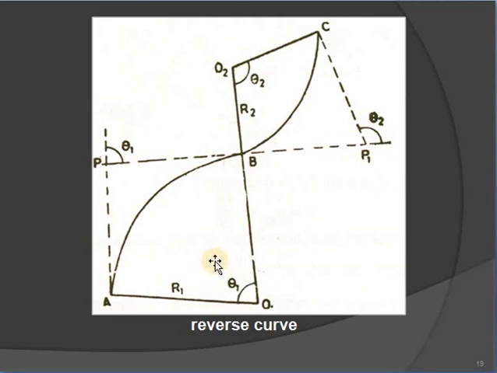You can see this diagram. From A, this is the theta 1 and theta 2 angle. R1 and R2 are the radii. Similarly, this is what we call a reverse curve.